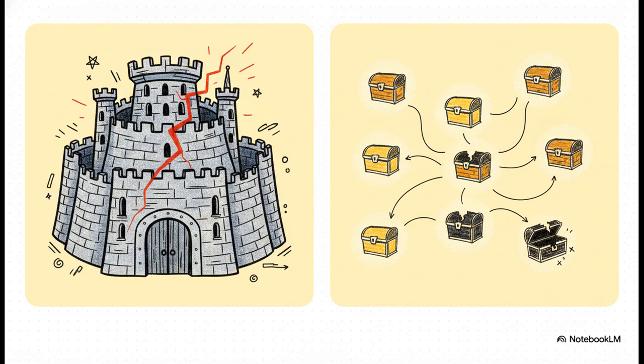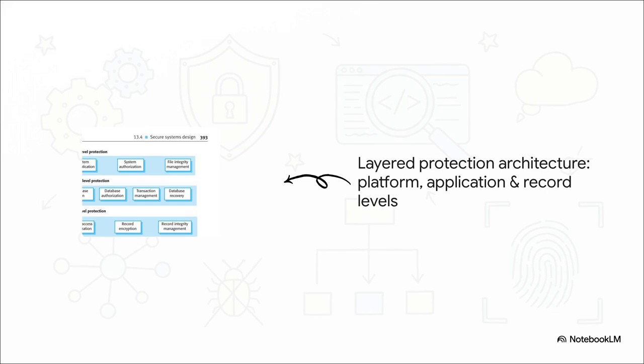On the flip side, we've got distribution. This is where you decentralize. You take your assets and replicate the data across multiple different servers. Yes, it's a headache to manage, way more complex, but it's incredibly resilient because a single breach doesn't bring down the whole shebang.